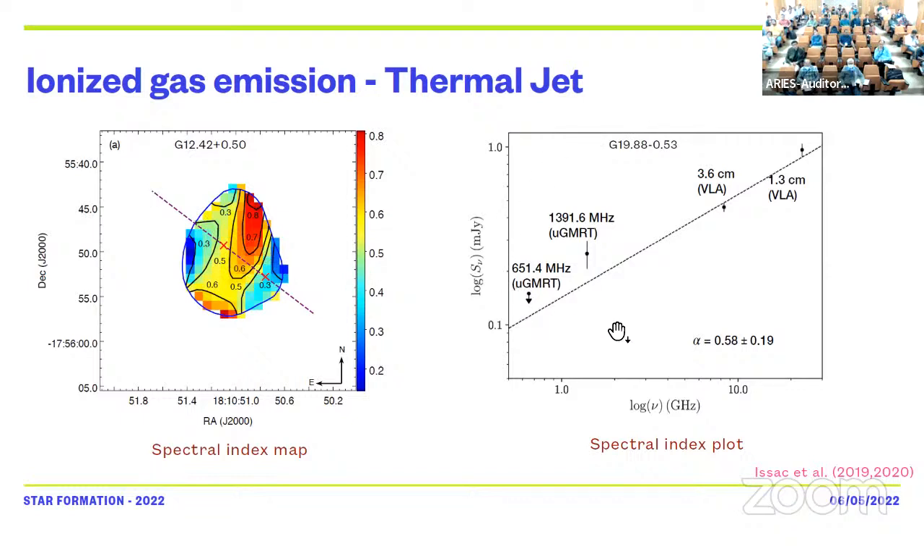For the case of G1988, we could not construct a spectral index map, but we did make a spectral index plot for the radio component R using the flux densities at 1392 megahertz, and also from the 3.6 and 1.3 centimeter data using VLA. Here also the spectral index value is of the order of around 0.6. From literature, we know that spectral index values in the range of 0.3 to 0.9 are typical for free-free emission arising from thermal jets. So this corroborates our picture of protostellar jets associated with these sources.